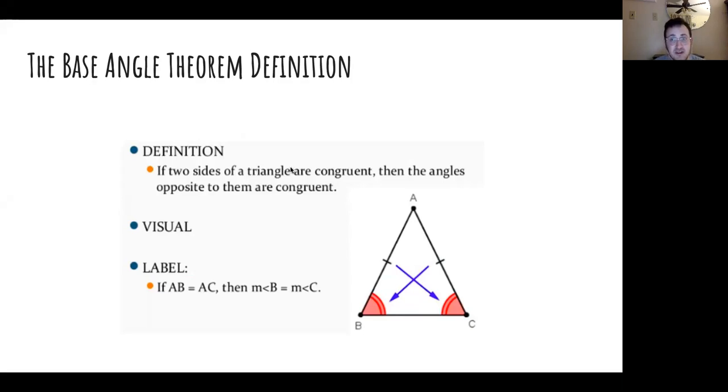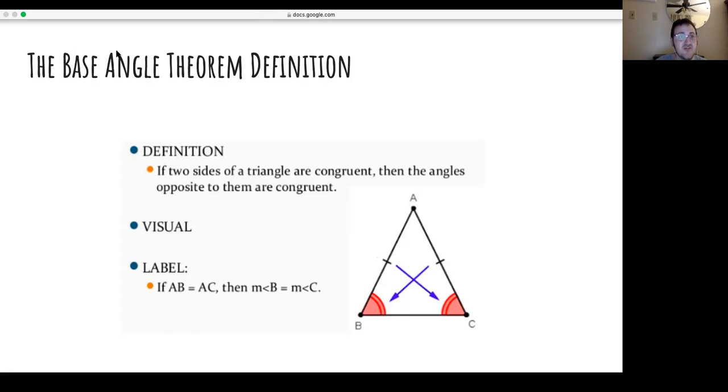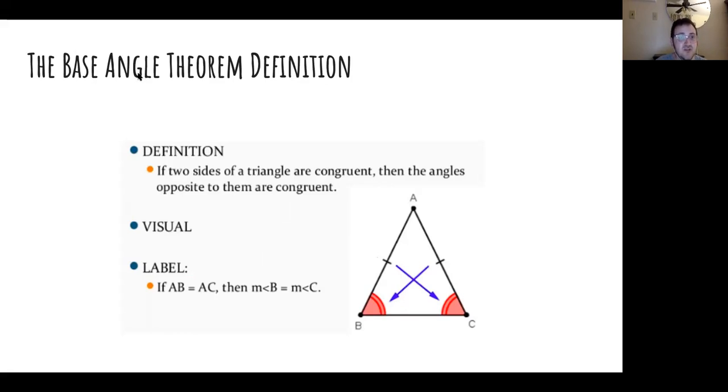So you should be copying at the top of your notes what the definition is of the base angle theorem. This says that if two sides of a triangle are congruent, then the angles opposite to them are congruent. You can actually see that with the arrows that are drawn, a connection between the congruent sides and the congruent angles. And what we can see, which is important as well, is that AB is equal to AC in side length, and then the measures of those angles.